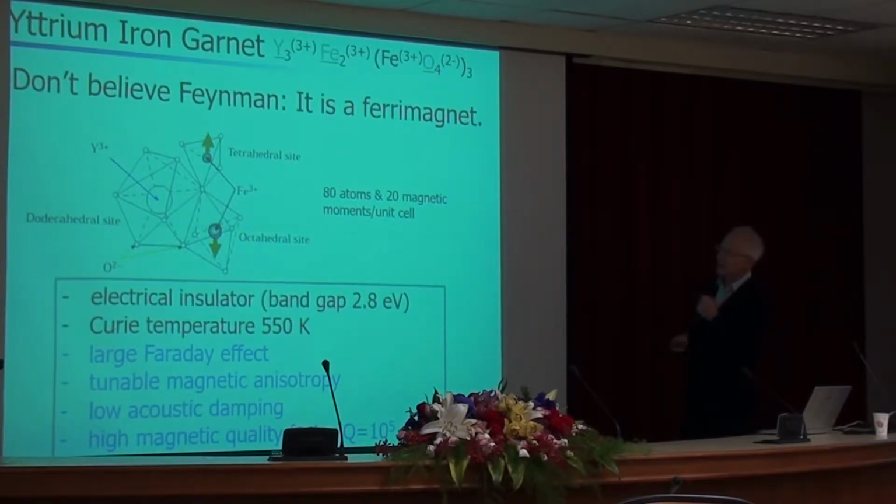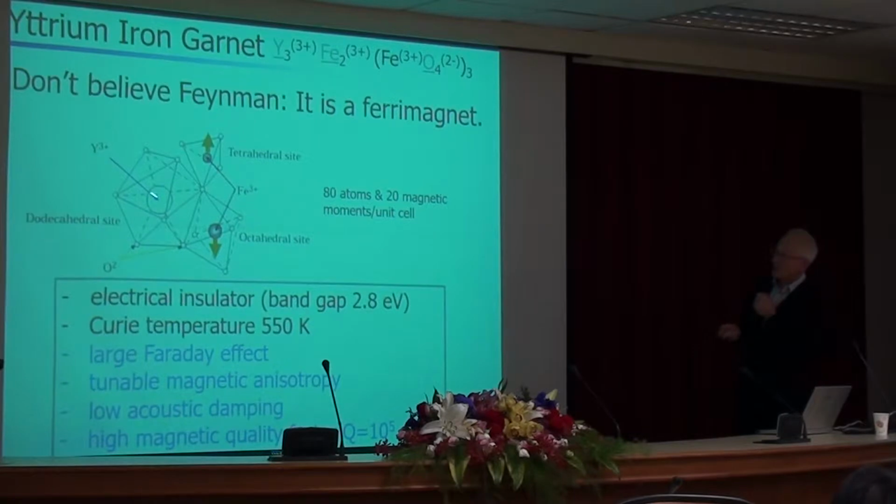Here we have this network of oxygen ions. Yttrium is just non-magnetic, it doesn't do anything. There are two types of sites, tetrahedral and octahedral sites, which are filled by an iron magnetic moment with the size of 3/2 or 5/2. They are antiferromagnetically coupled, but there's more of one than the other, so a net magnetization remains.